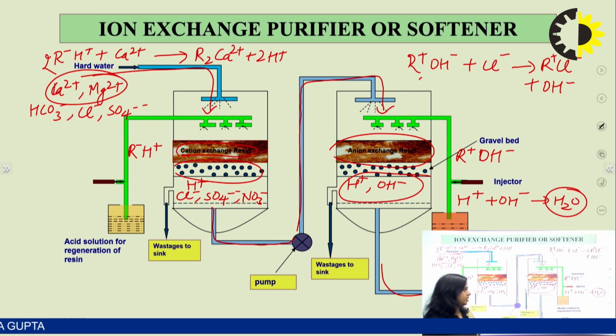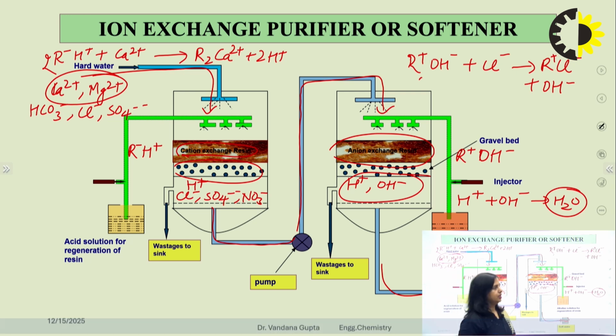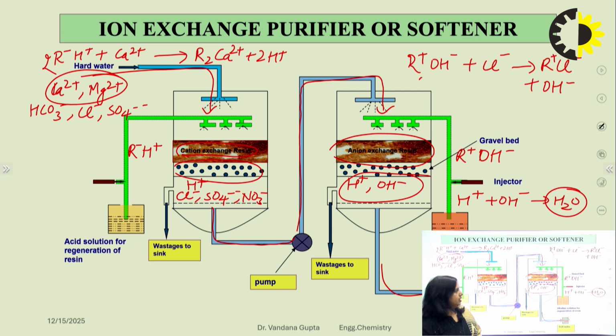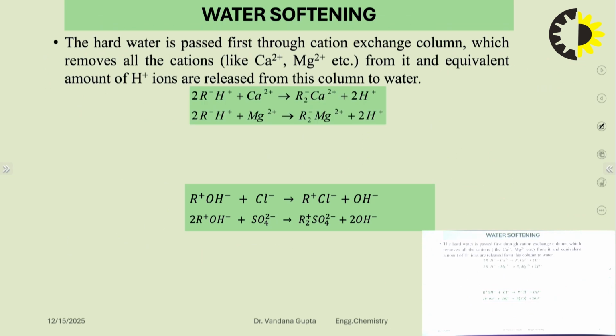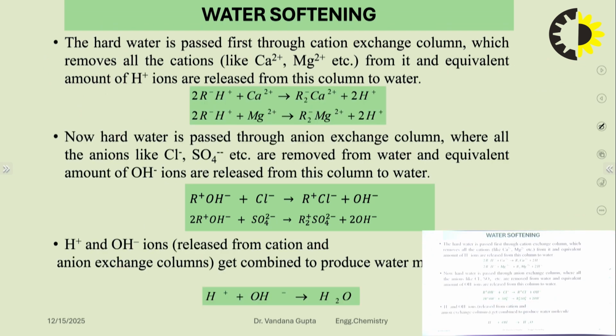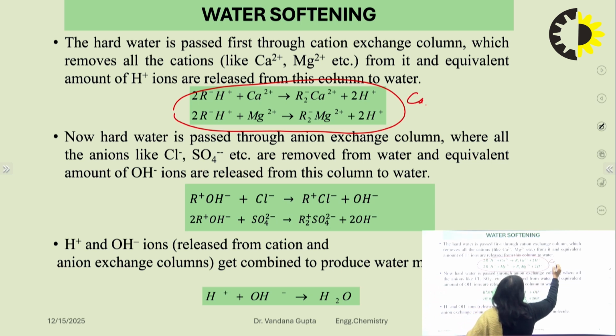The soft water, or we can say deionized water or demineralized water, contains only 0 to 2 ppm hardness. It is the best method and the treated water can be used in high pressure boilers. So this is the softener or ion exchange purifier. These are the reactions which take place in the cation exchange column.